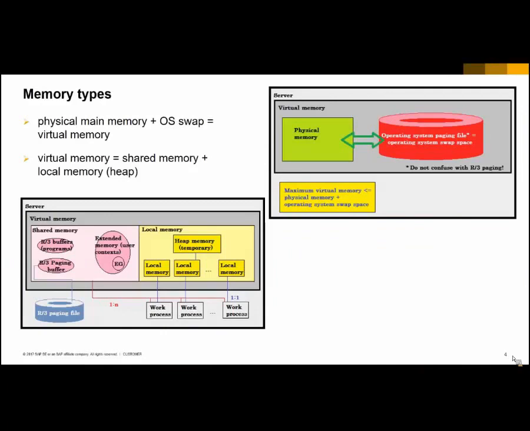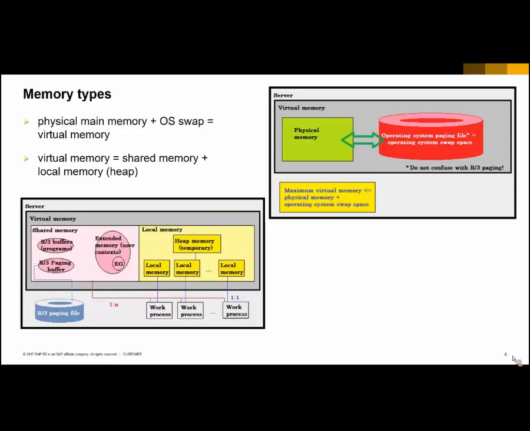From the operating system perspective, we have the physical memory, known as RAM, and the operating system paging file. All this is considered the virtual memory that can be used by the system. It is the operating system that controls where the memory is taken from.